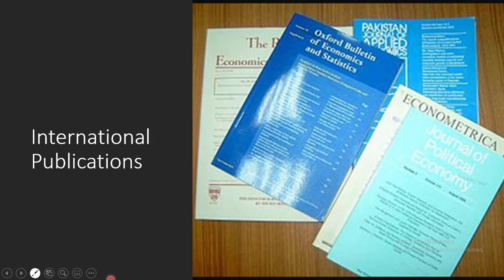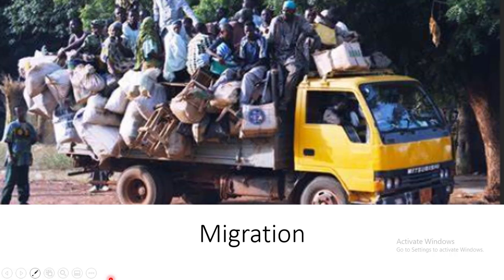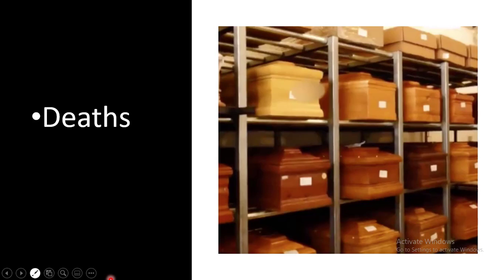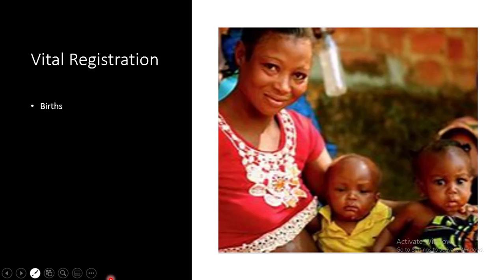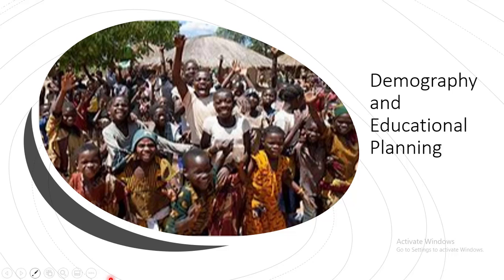Why do we need to gather data from international publications? Why do we need to get samples? Why do we need to know the number of migrants, marriages, deaths, vital registration? Why do we need all this? What are we going to use it for when it comes to educational planning?